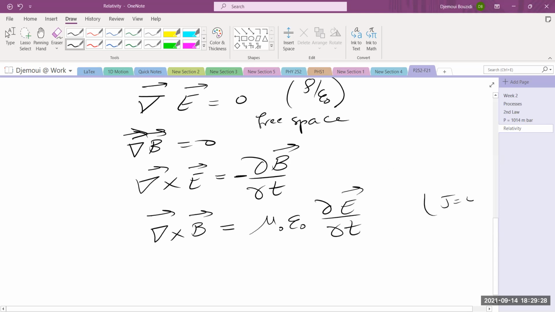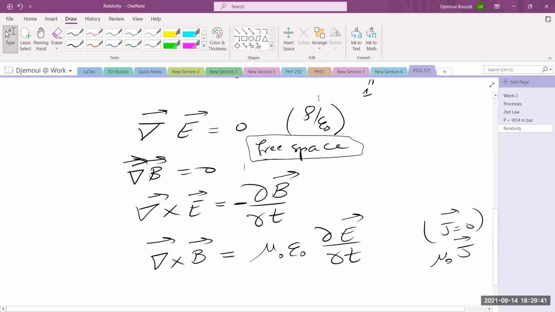Obviously, J is equal to 0 in here. Technically, I'm supposed to add to it mu naught J, but I'm in free space. In free space, there are no currents and no current densities. So there are no charges and no current densities. So in other words, we are away from the source.